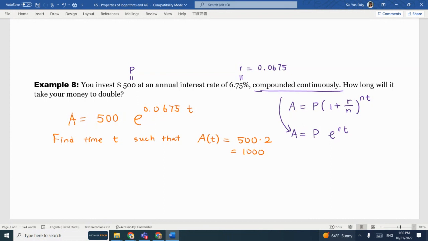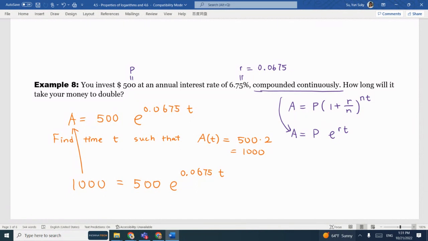Is that clear, everybody? Okay, so the A is 1,000. So plug it in. We want to find the T. Now this is an equation involving an exponential expression. How do we solve for T? It only has one exponential term, right? So we isolate it. How do we isolate it?